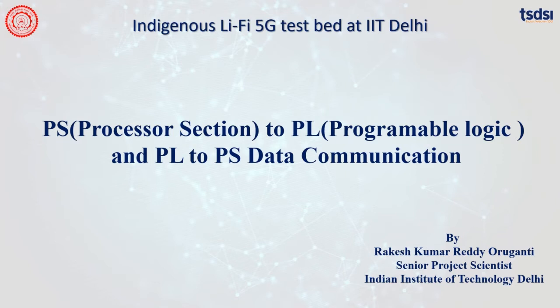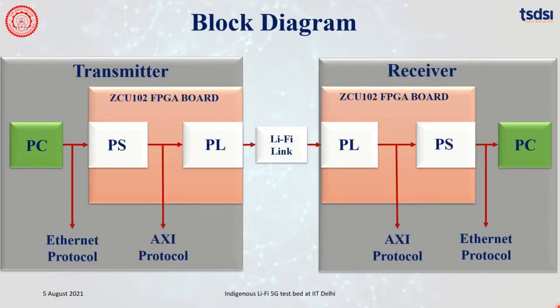Here, in this topic, I am explaining about the data communication between PS to PL and PL to PS. PS means the processor section, and PL means the programmable section. This data communication is implemented in the FPGA. This is the block diagram which we have implemented for the data communication between one PC to another PC through the ZCU102 board and Li-Fi link.